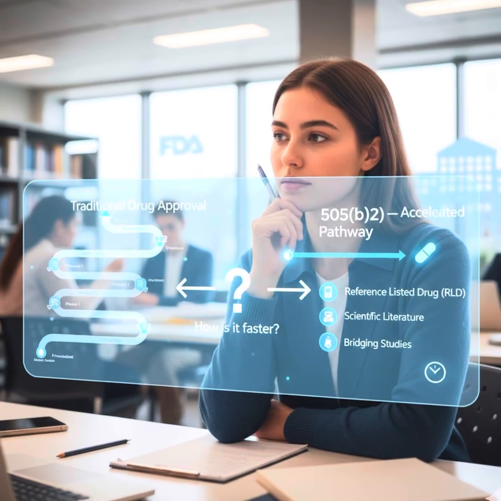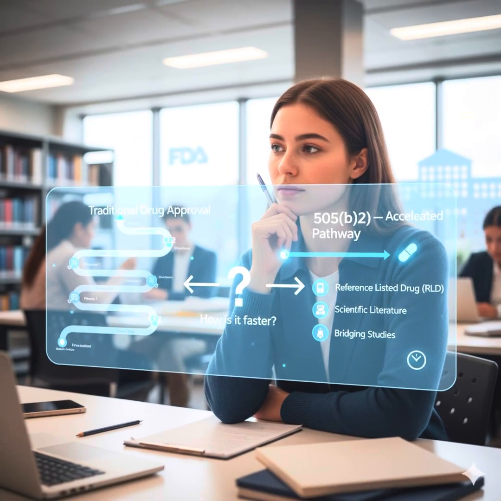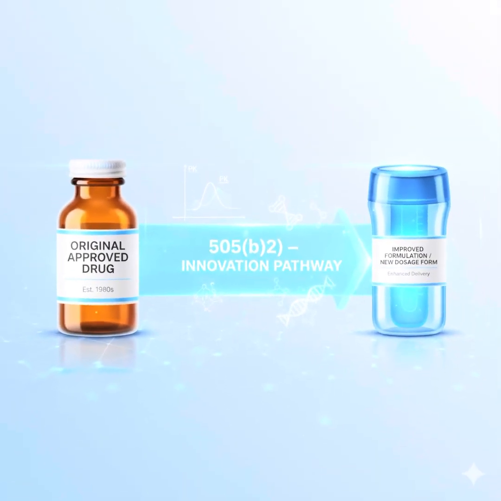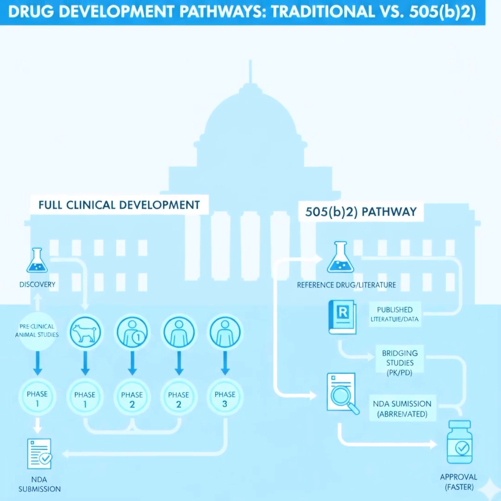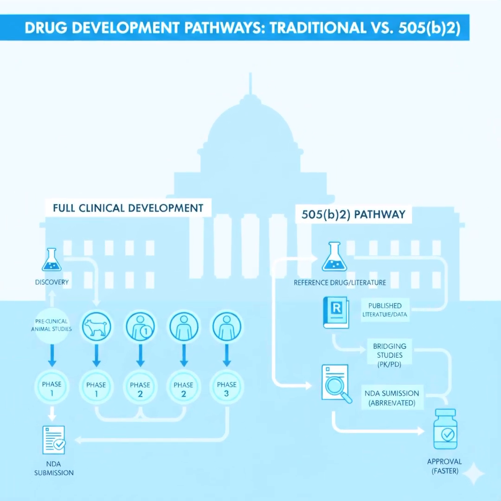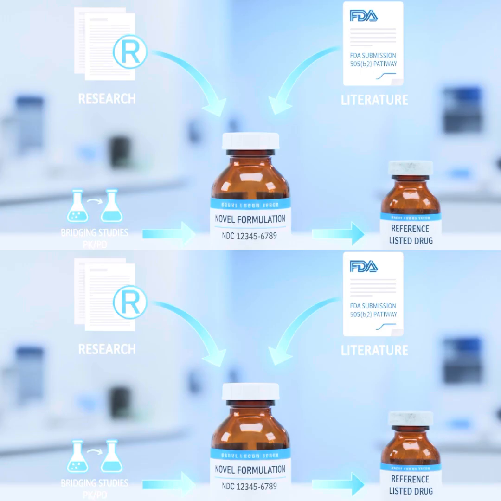Have you ever wondered how some drugs get approved faster, even when they're not completely new? Meet the 505(b)(2) pathway, the FDA's special route that allows companies to bring modified or improved versions of existing drugs to the market without repeating all the studies. Let's break it down in under 5 minutes.